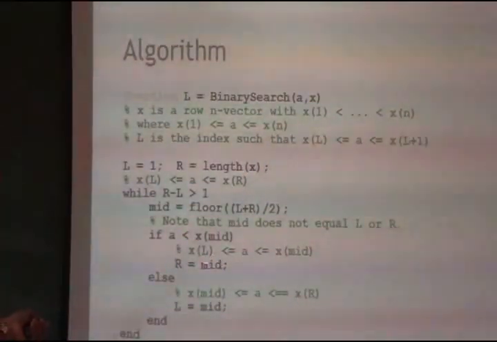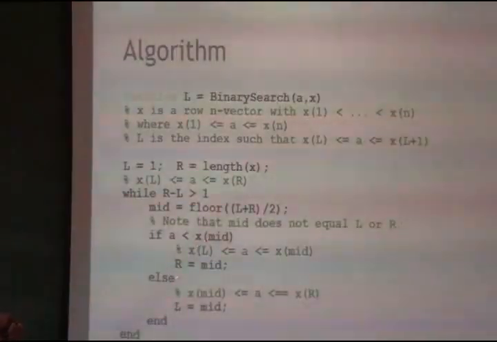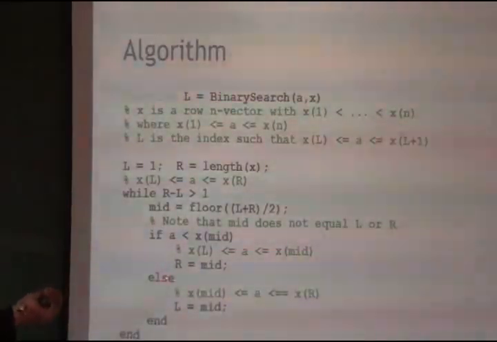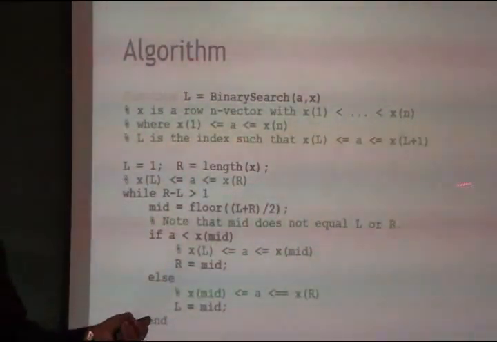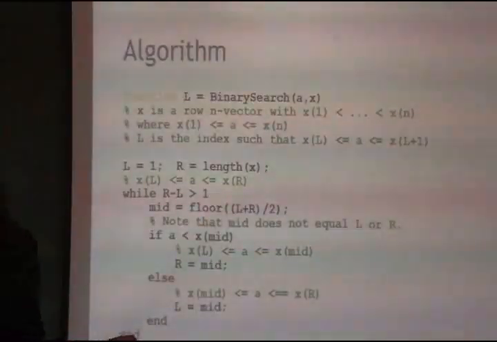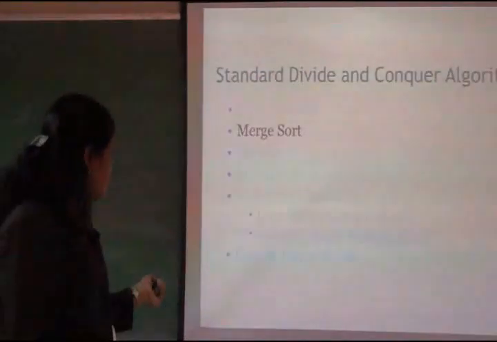If A of mid, the array element, is less than or equal to X, the element to be searched, then L equal to mid, else R equal to mid. Likewise, whatever we have done, we have put it in points. If it is left, you just move the left pointer. If it is right, you have to move the right pointer towards the end. This is the algorithm for solving binary search using the divide and conquer concept.